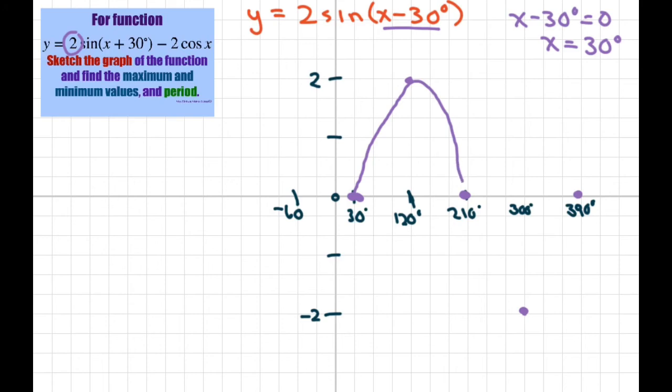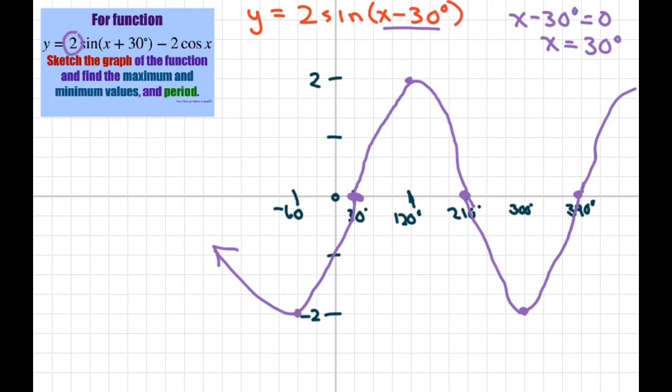Little sketch right here. Do the best I can. And then it would just keep going on and on like that. And then also we could say negative 60 degrees is down here. So it would go something like that, and on up.